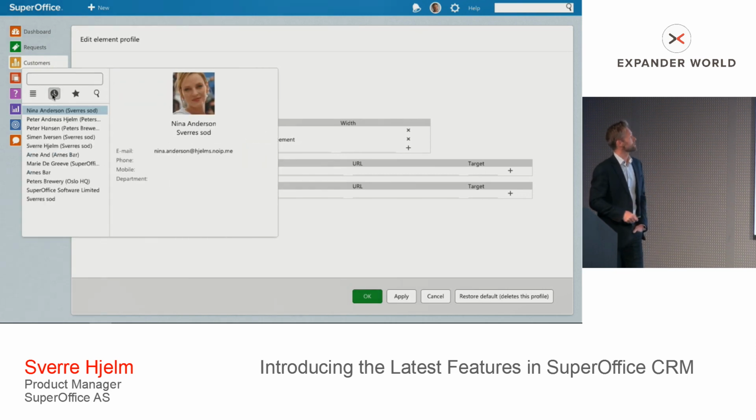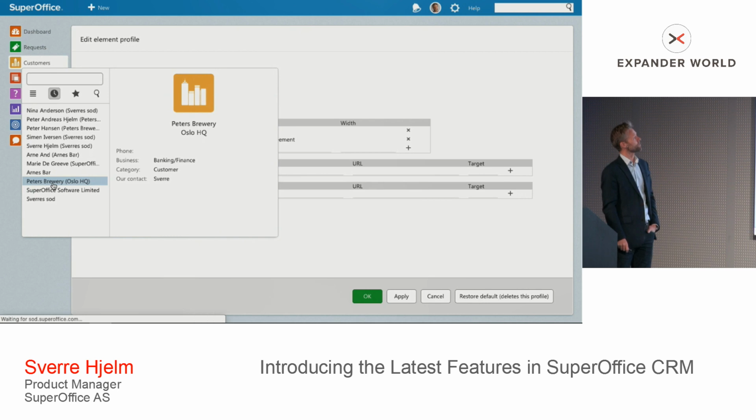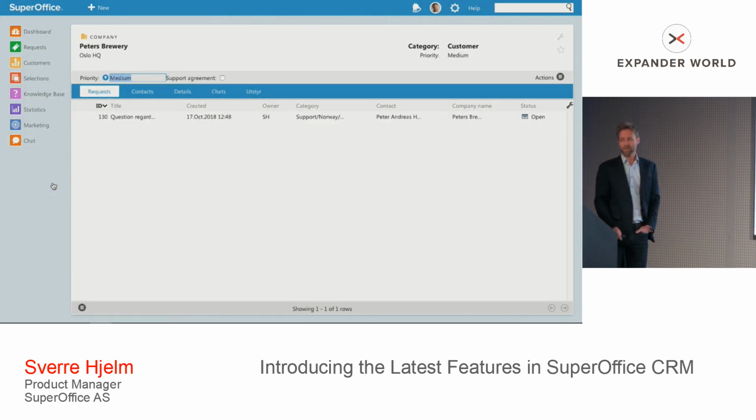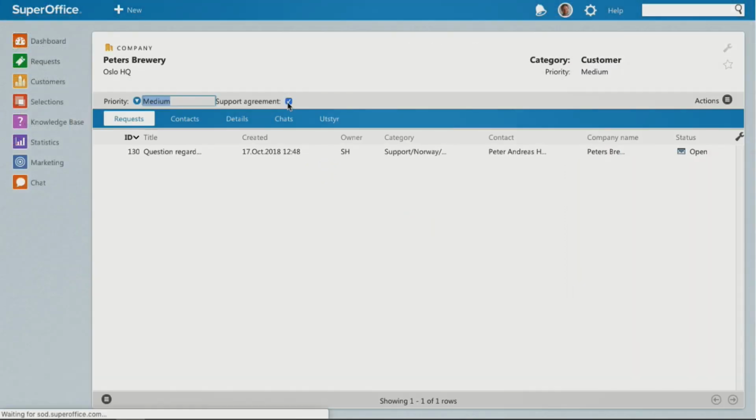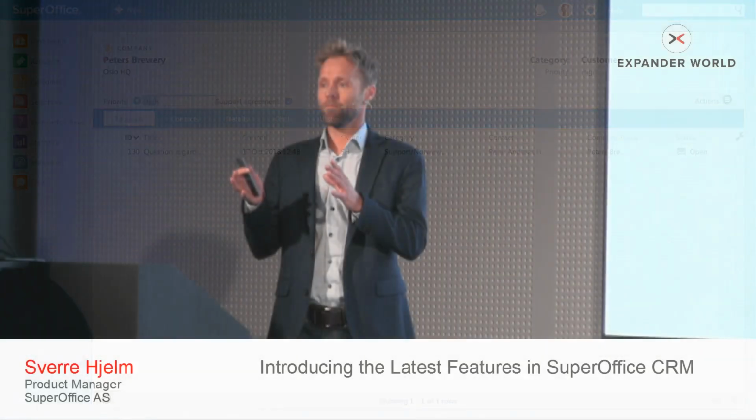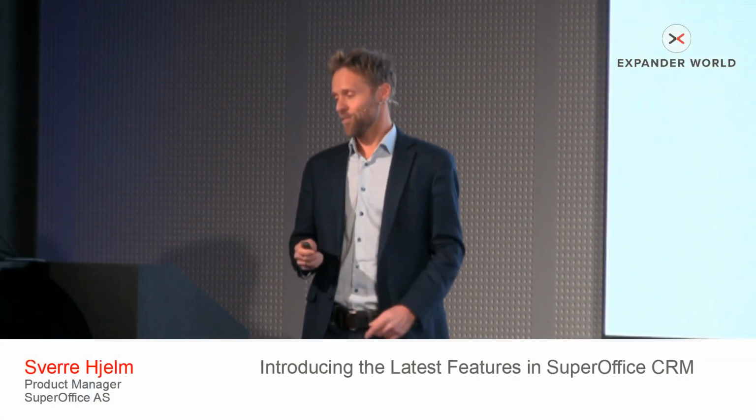So I'm saving that, and I'm going back to my company here, Peter's Brewery. And as you can see, we have a checkbox, and if I tick it, it saves immediately. And I can change the priority.